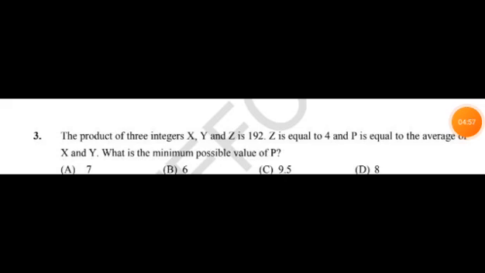Okay, now let me get into the task 3 questions. This is the first question, as usual, from general aptitude. The product of three numbers x, y, and z is 192. z is equal to 4. P is equal to the average of x and y. What is the minimum possible value of P? We have to find the minimum possible value of P.